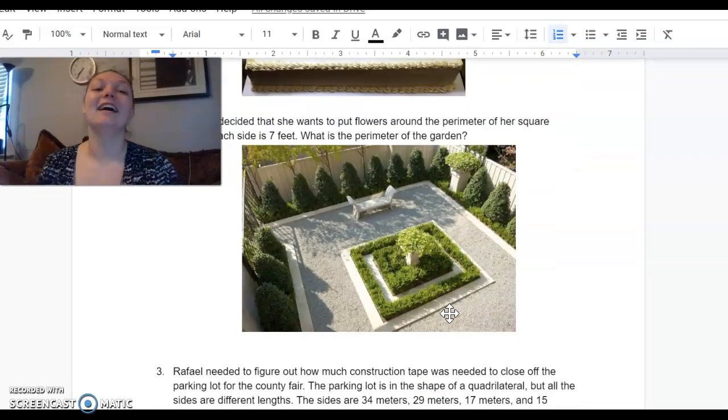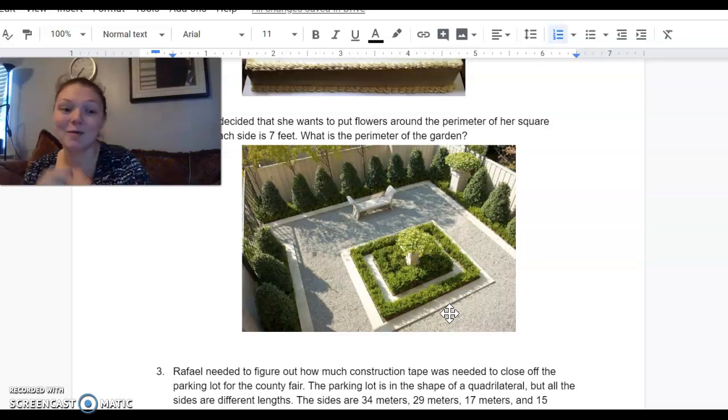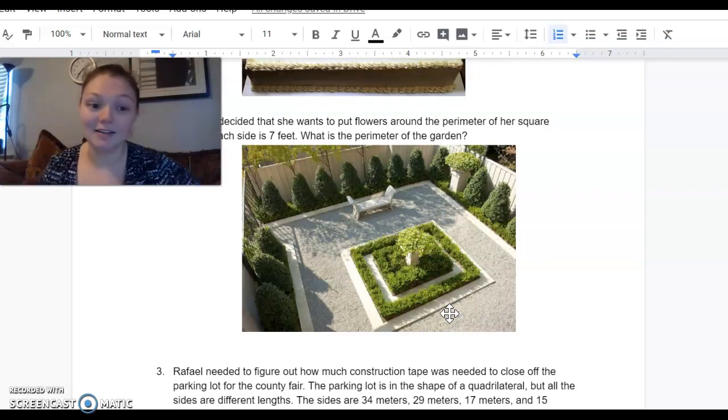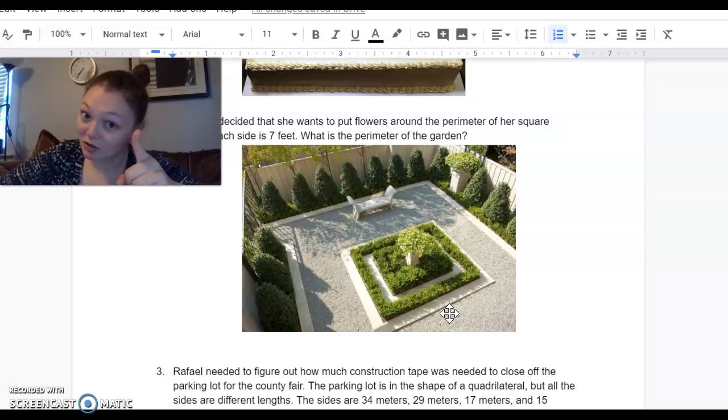Number 2. Alright, Bella has decided that she wants to put flowers around the perimeter of her square garden. Each side is 7 feet. What is the perimeter of the garden? So we did a question similar to that at the beginning of the lesson. If you remember, you can rewind and watch it, and then you can see what we did. Or you can just do it the regular way, and you know how to do perimeter. Alright? And again, pause it so you can do the question, because I'm not giving the answers on here.